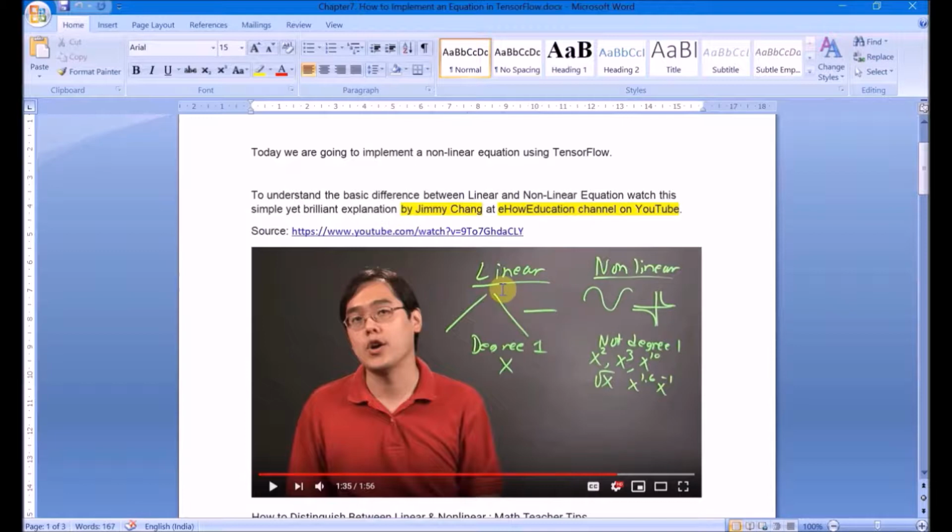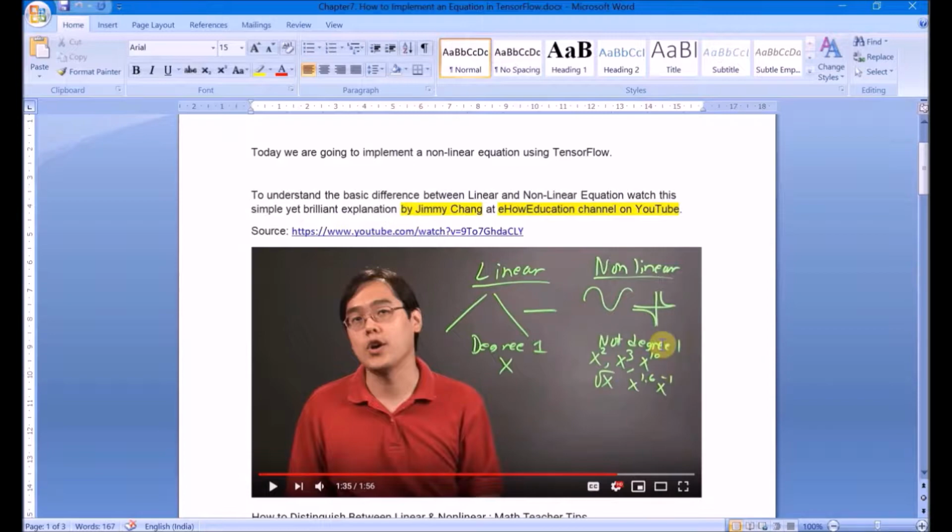Now, as you can see, linear equations have straight lines. Non-linear equations are curved. As well, a linear equation will have a degree of 1, that is x to the power 1, y to the power 1, z to the power 1, and so on. In a non-linear equation, it will be a polynomial, that is not a degree of 1, rather more, like x square, x cube, x to the power 10, the root of x raised to the power 1.6, x raised to the power a negative integer.